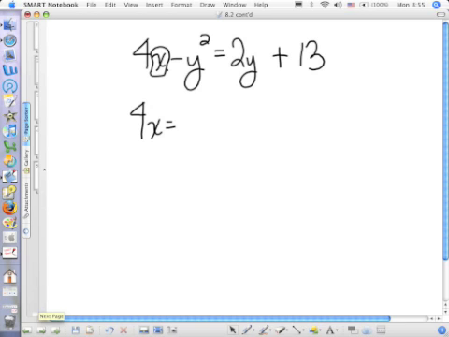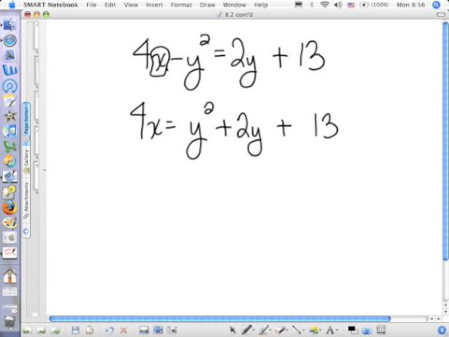Okay, we want to isolate x in order to put this in vertex form. So first we will add y squared to both sides. Now at this point, if I divide everything by 4, I've just made things very complicated. So instead of dividing right now by 4, I'm going to complete the square on the right-hand side, and then I'm going to divide by 4.